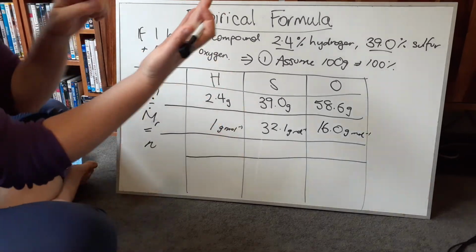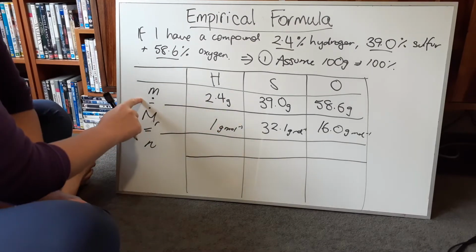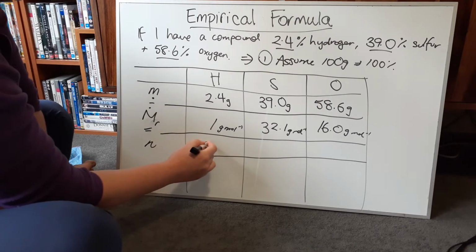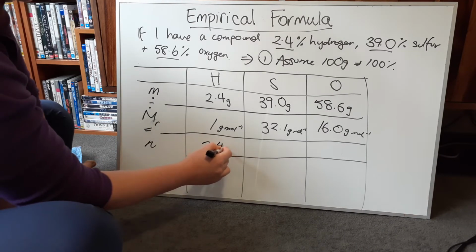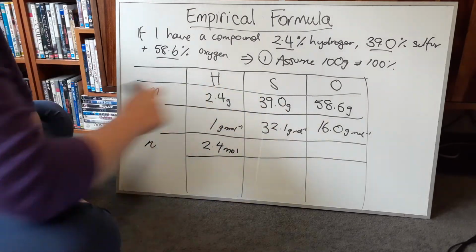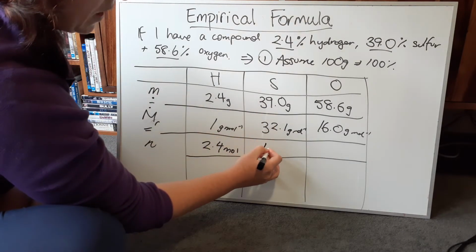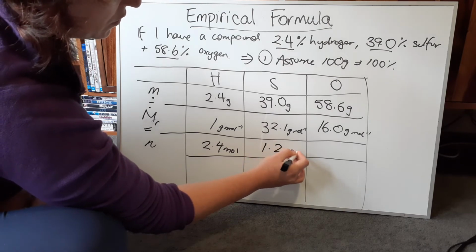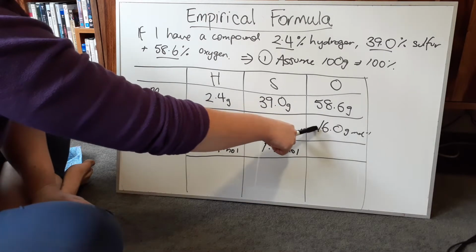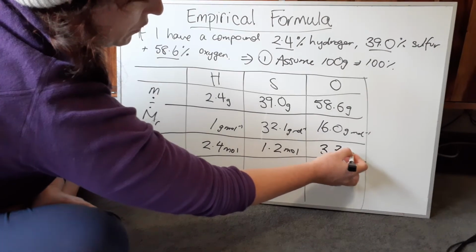Now, I'm going to get out my calculator, and I'm going to check those numbers. So 2.4 divided by 1 is equal to 2.4 moles. Here, 39.0 divided by 32.1 is 1.2 moles. And then I have 58.6 divided by 16, and that's going to give me 3.7 moles.